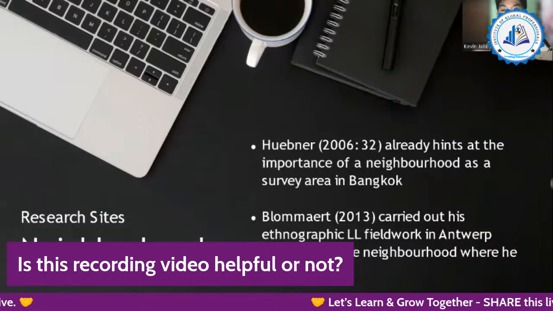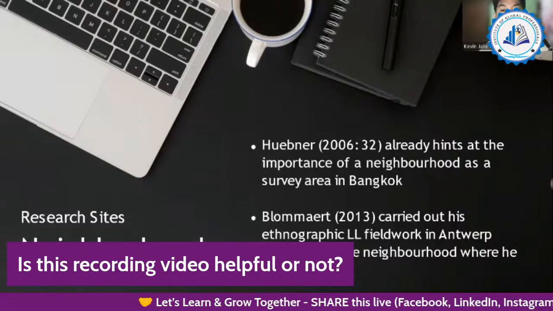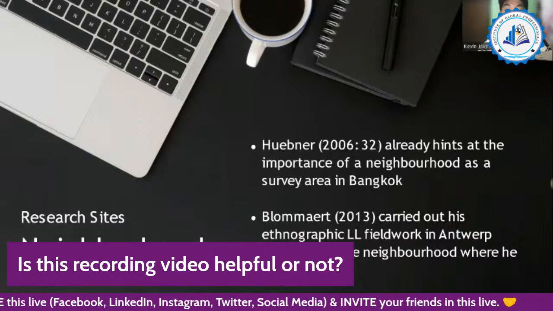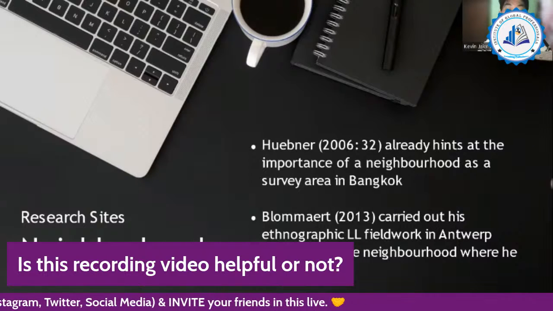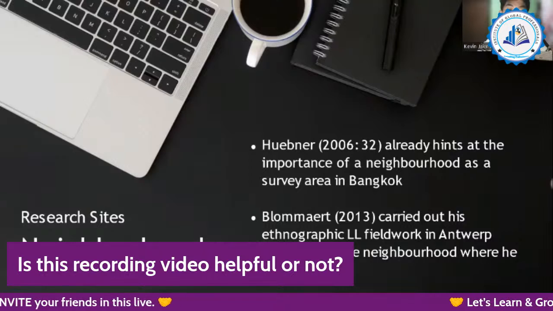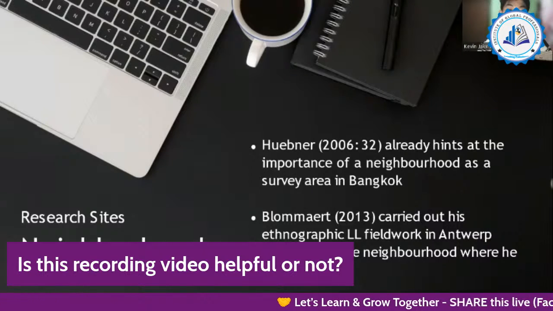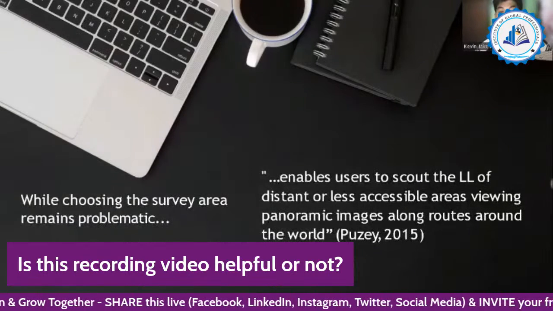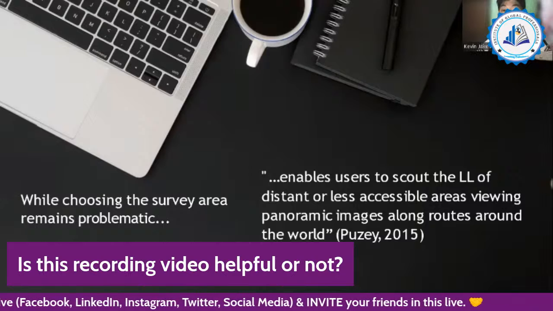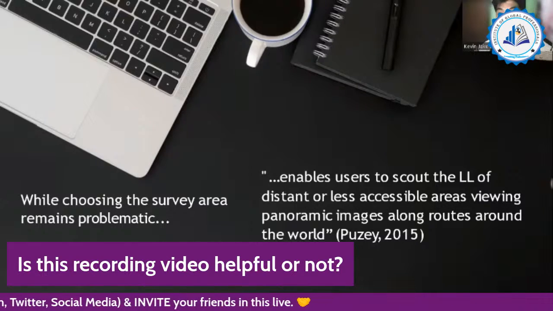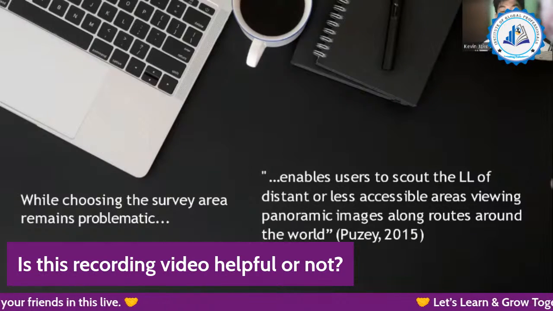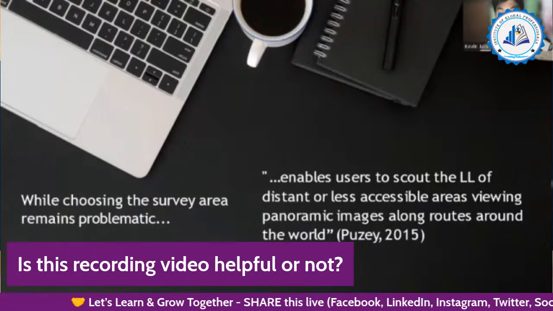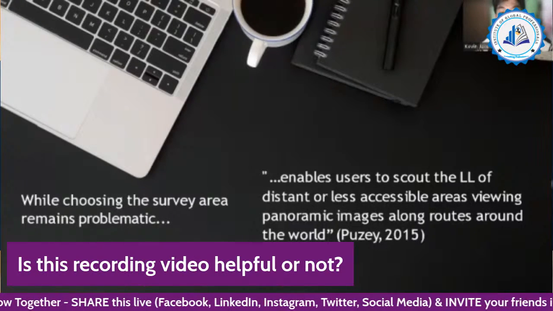Now, choosing our survey area or research site for the linguistic landscape study is admittedly problematic, and of course challenging. But for some researchers already published in linguistic landscape studies, we can actually utilize the power of the internet or the new media. The new media introduces to us Google Street View. So for us LL researchers, we can use Google Street View, and it's highly recommended by Posey back in 2015 because it enables users to scout for the linguistic landscape of distant or less accessible areas, viewing panoramic images along routes around the world.